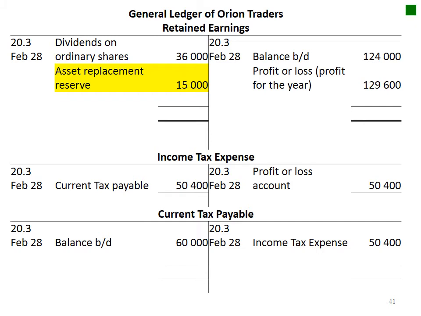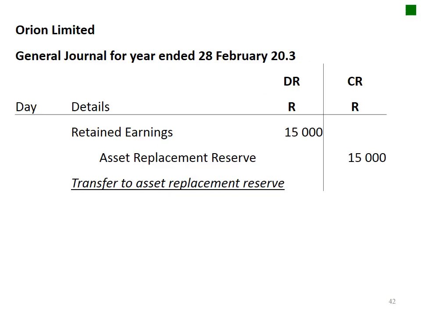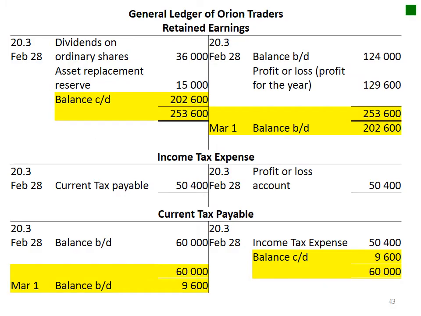Now let's look at the asset replacement reserve. We already did a journal entry for this. Remember, we had to take 15,000 out of retained earnings and credit the asset replacement reserve. That was the journal entry we needed to do, that we saw the debit to retained earnings. All that's left to do with these ledger accounts now is to balance them. So the retained earnings account has a balance of 202,600, which represents accumulated earnings at the end of the year that are still available to be paid out in future as dividends to the shareholders.